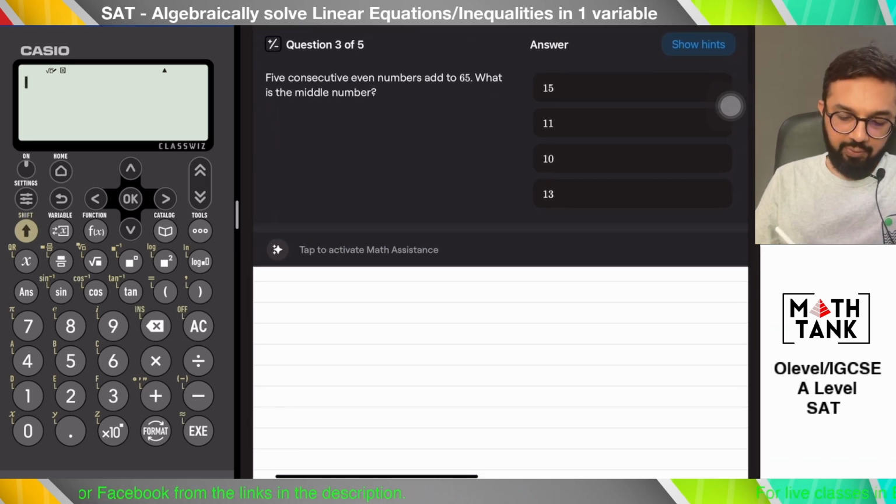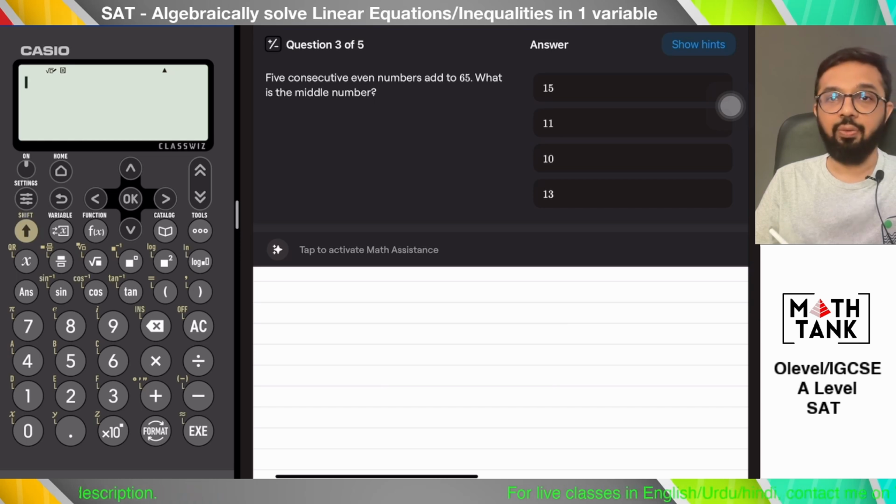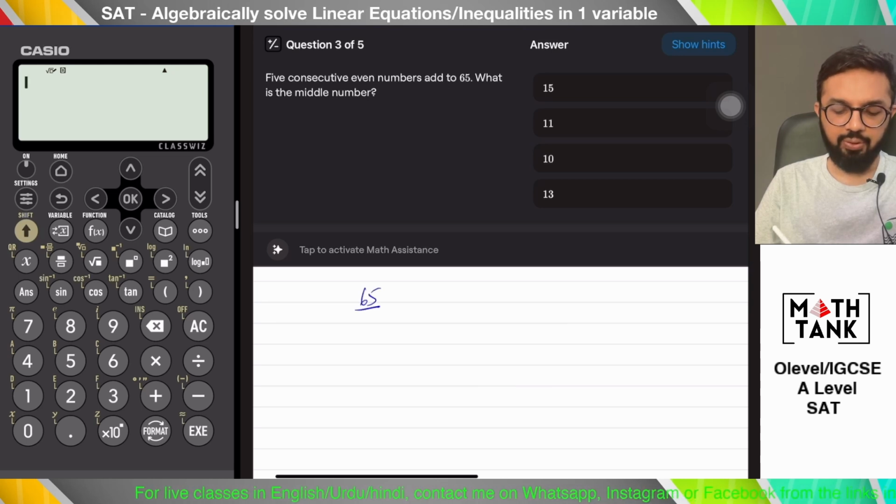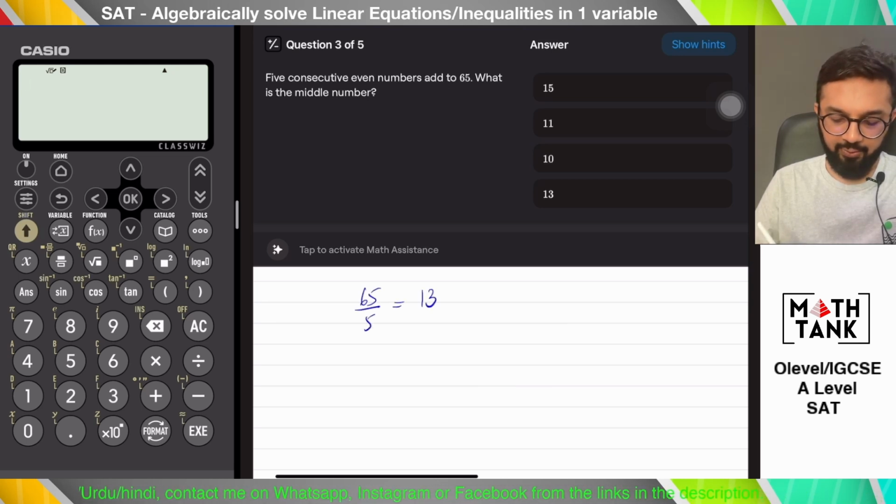5 consecutive even numbers add to 65. What is the middle number? So there are various ways to do this. One important strategy is that the mean and median of consecutive numbers is the same. So if I calculate the mean, I get 13. So 13 is the middle number.